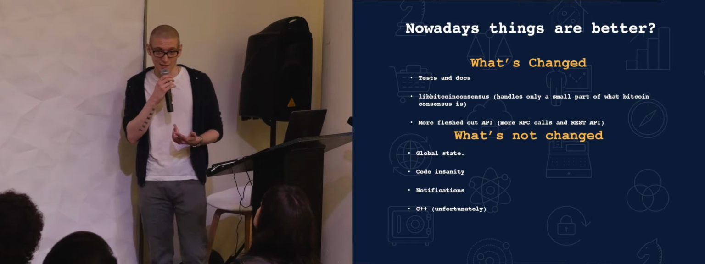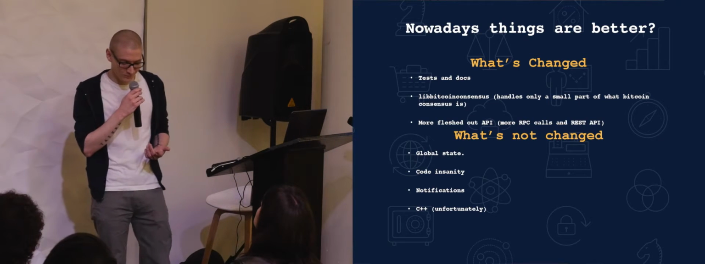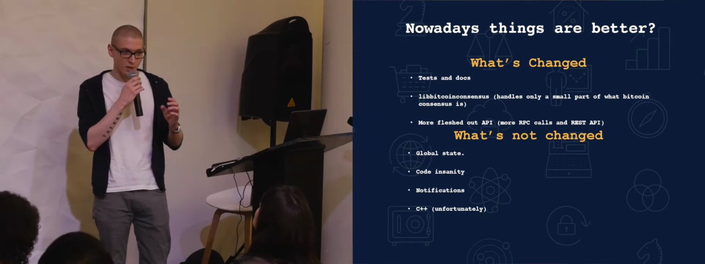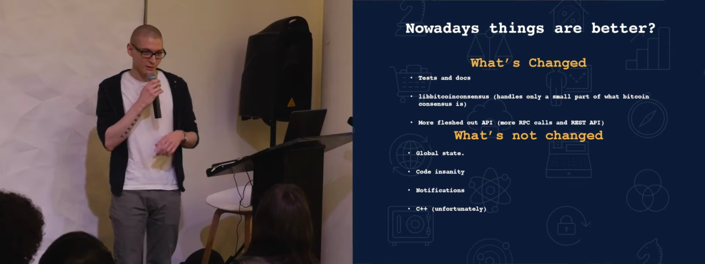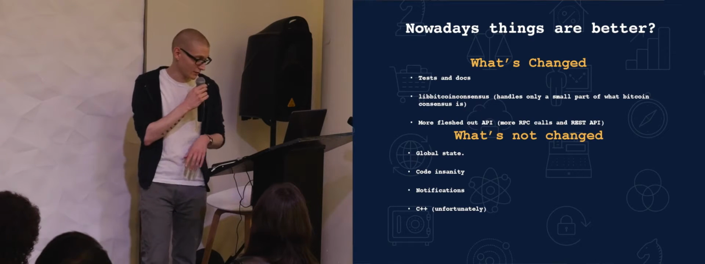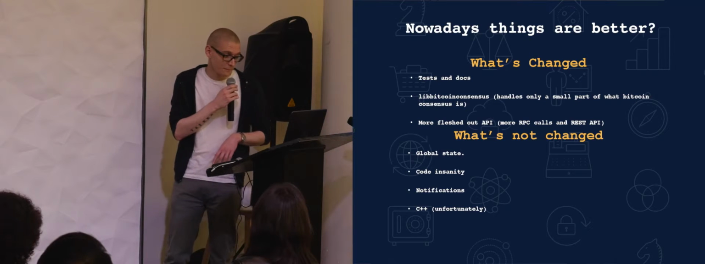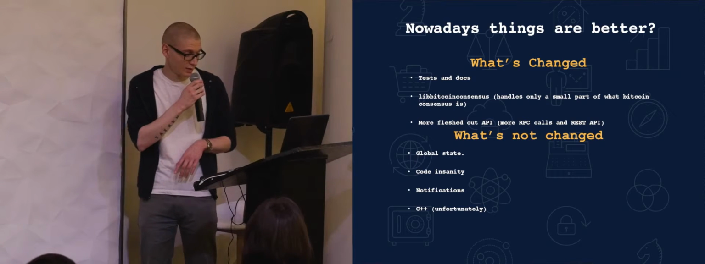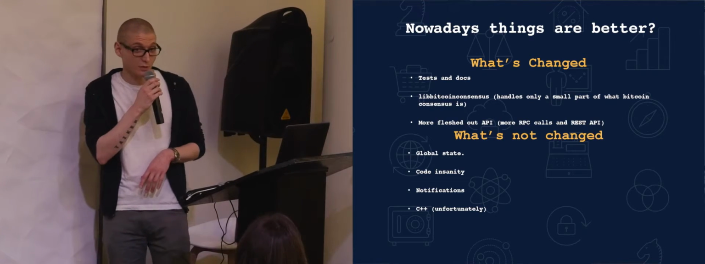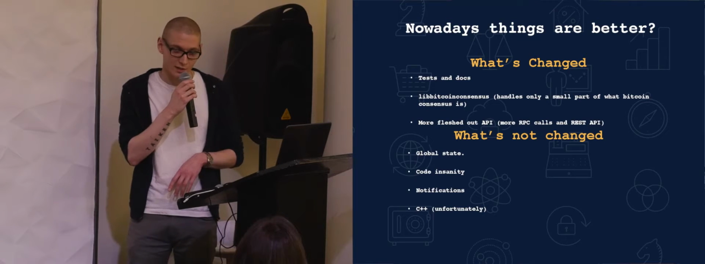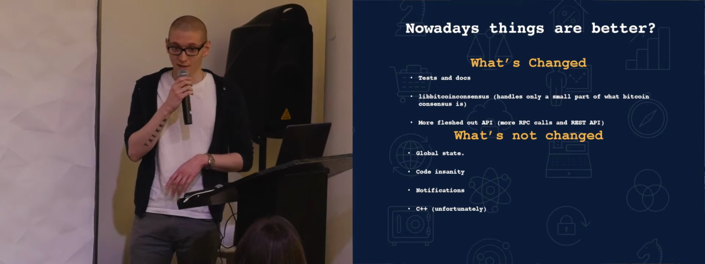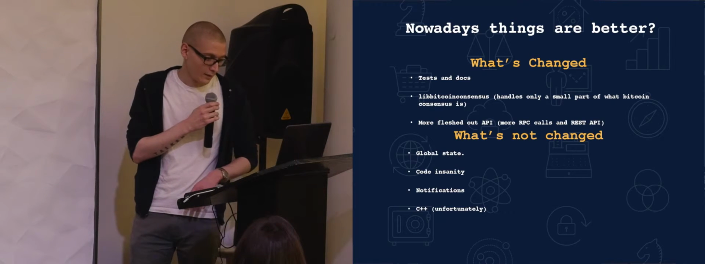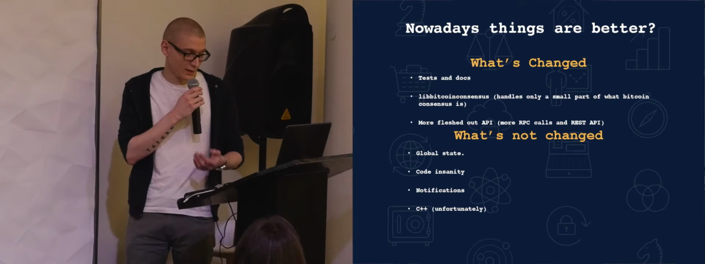There's libbitcoinconsensus, where the goal is to move a lot of consensus functions out of Bitcoin and into a library so you can just link to it and call these consensus functions, and you don't have to worry about compatibility with consensus. The problem is that it's just the scripting system, so it handles only a small part of what Bitcoin consensus is. There's actually a lot of other stuff you need to check. So it's a step in the right direction, but in practice it's probably not that useful until more functions get in there. There's a more fleshed out API, more RPC calls.